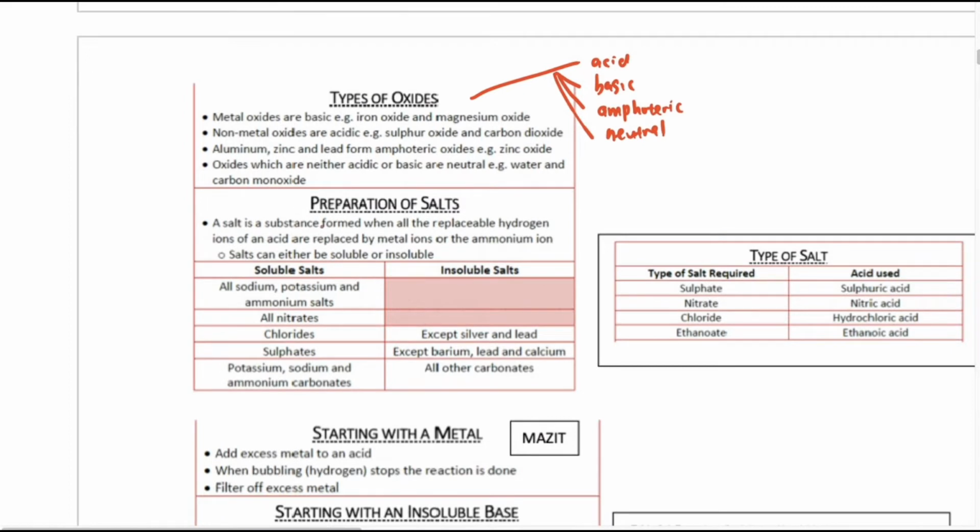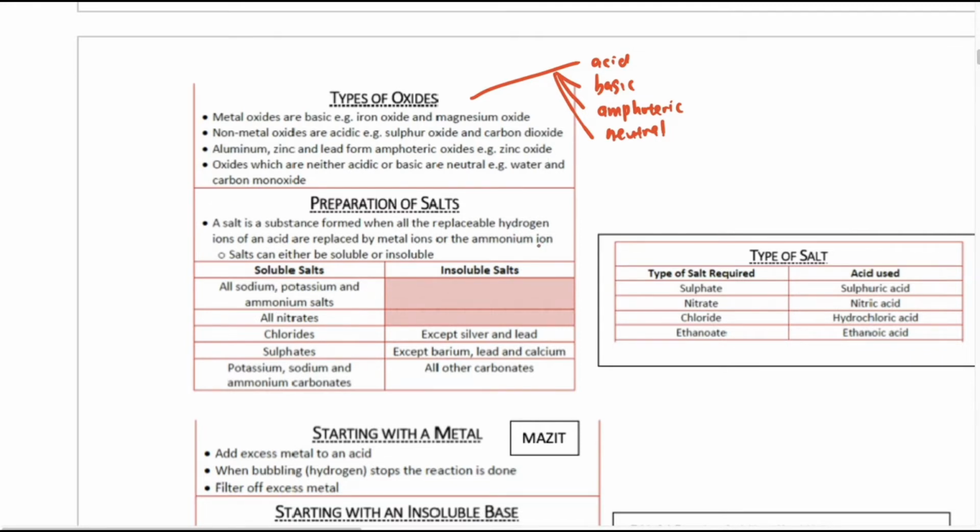Now, preparations of salt. You get salt when you take acid and react with base, acid and react with metal carbonate, or acid and react with reactive metal. Okay, now what we want to know about preparation of salt is here. A salt is a substance formed when all the replaceable hydrogen ions of an acid are replaced by metal ions or the ammonium ions. So then it becomes salt. Okay, so salt can either be soluble or insoluble.